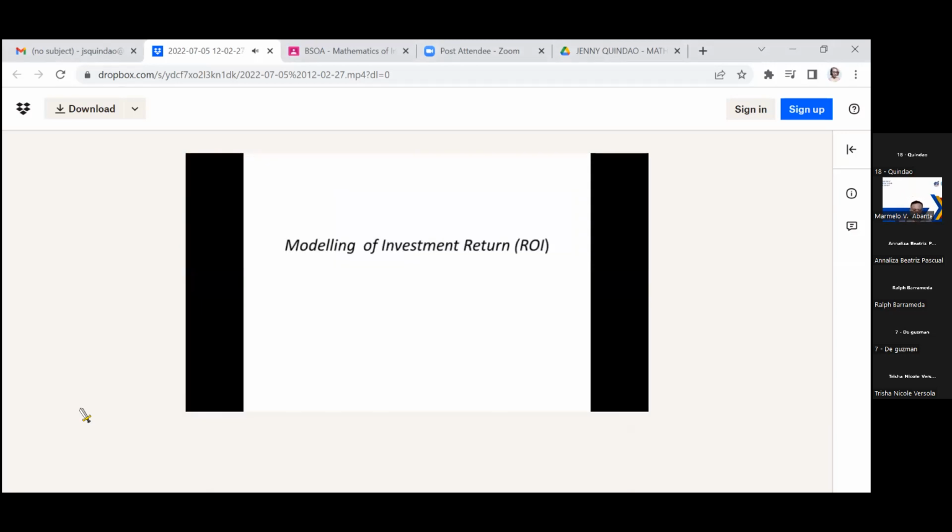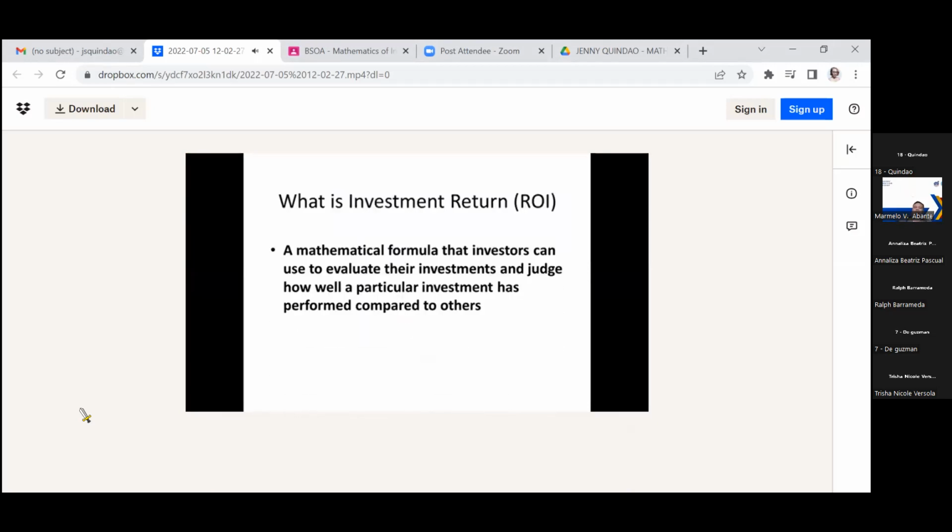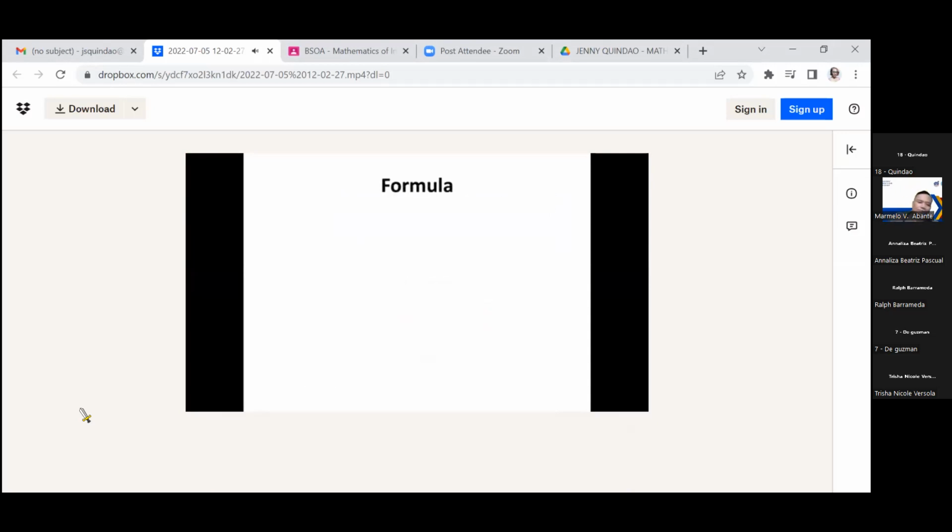Modeling of investment return. What is investment return? A mathematical formula that investors can use to evaluate their investments and judge how well a particular investment has performed compared to others. The formula: investment return equals return minus the investment, divided by the investment. From this formula, the return is the profit on your investment, while investment is the cost or the amount that you spent. Now, let's make an example to understand more clearly.